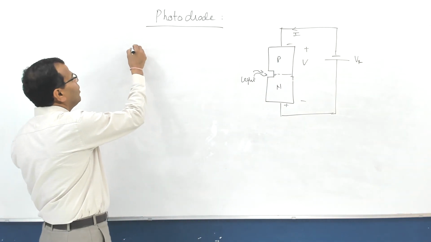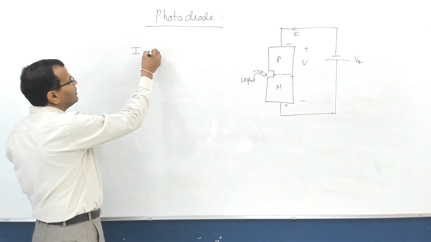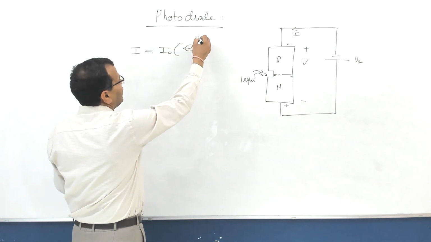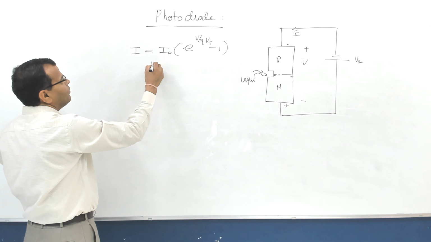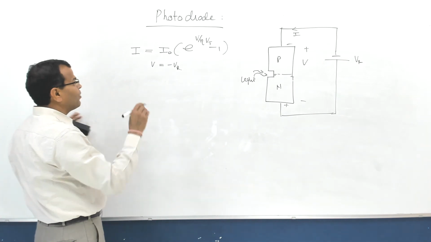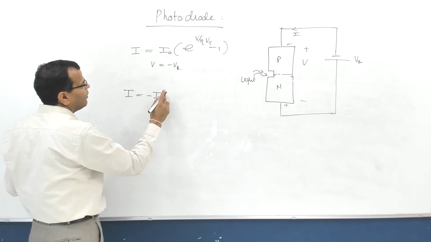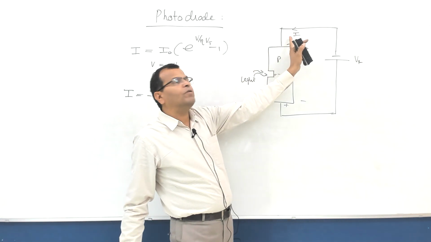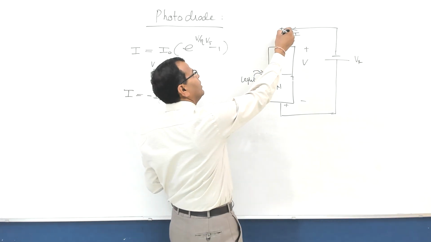If you talk about the current in the circuit, the diode current is simply I naught e raised to power V by eta Vt minus 1. But V is what? It is minus VR here. And there is one more component of the current, I is equal to minus I photo. It is also called the short circuited current. Why is it minus? Because symbolically I am taking current from P to N. In the normal case, the diode current is taken from anode to cathode. This is anode, this is cathode.